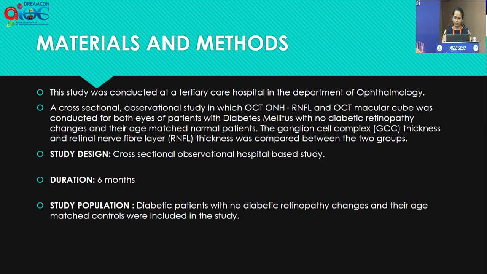So this was conducted at a tertiary care hospital in the Department of Ophthalmology, a cross-sectional observational study in which OCT ONH RNFL and OCT macular cube was conducted for both eyes of patients with diabetes mellitus but no diabetic retinopathy changes, and their age-matched normals, that is, they had no diabetes. The ganglion cell complex and the RNFL were compared. It was for a 6 months duration, and the population was, as I said, diabetics and non-diabetics.